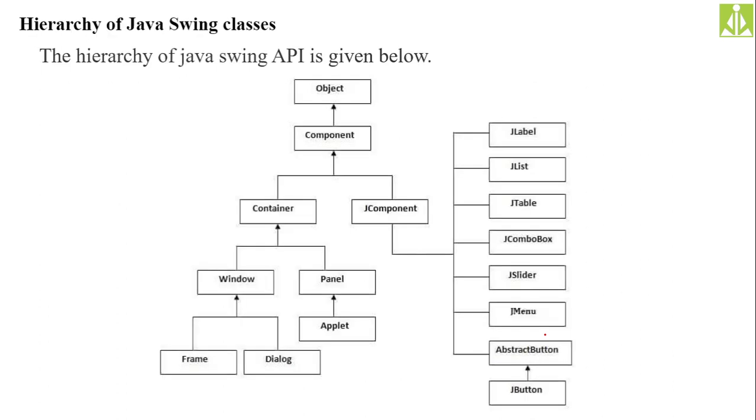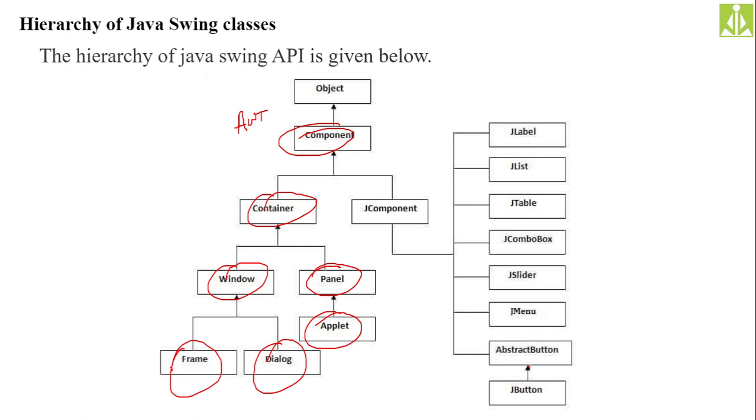So the hierarchy of classes, as you can see here, we have the Object class on top, and whatever we have on the left hand side, all these classes are part of your AWT, which we discussed in yesterday's session: your Component class, Container class, Window class, Panel class, Applet, Dialog, Frame, all part of the AWT API. Whereas whatever we have on the right hand side is from your Swing API.